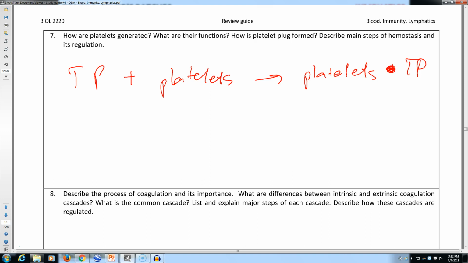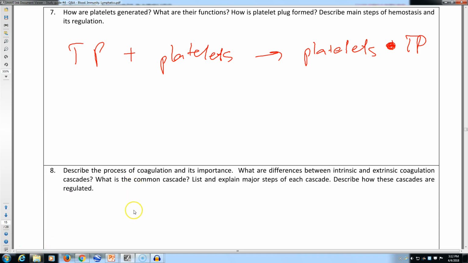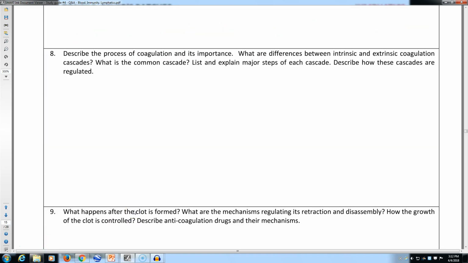So, prothrombin activator activates prothrombin into thrombin. Thrombin activates fibrinogen into fibrin. Fibrin forms mesh. Correct? Now, let's talk about the regulation and control of the clot formation.